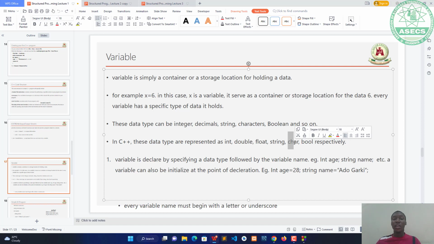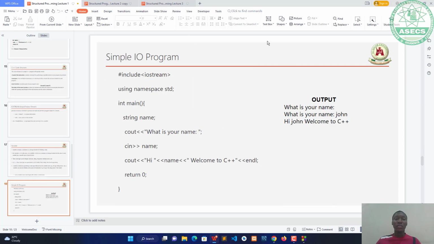Then boolean is like that selection we talked about earlier on in program basic logic. It can be what? Me ake ce mishi? It can be true or false. Shine value da ke dauka. It can be true or false. So that's just it. Wannan shine variables. Let's move on to the next slide.